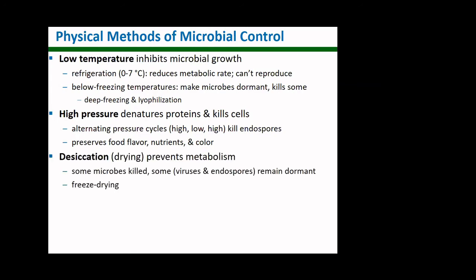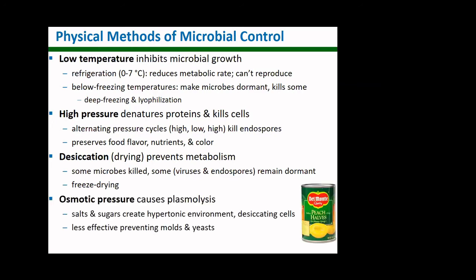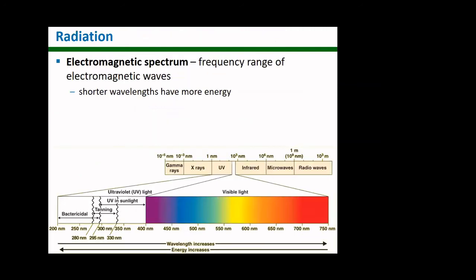We can also use different things like high pressure or drying things or freeze drying things to preserve them and prevent growth of microbes for a long period of time. We can also use osmotic pressure to our advantage by adding salts or sugars to food to create that hypertonic environment. We can also use radiation.